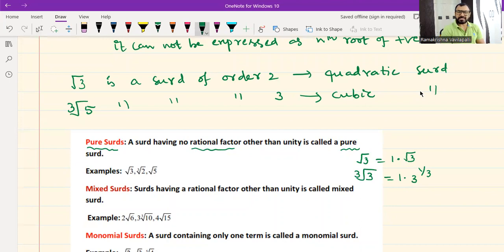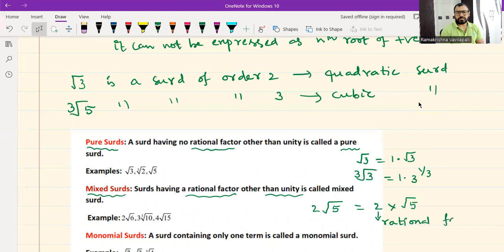Now, what are the mixed surds? Surds having a rational factor other than unity. Having no rational factor is a pure surd. Having a rational factor, for example, 2 into root 5. So this is 2 into root 5, and 2 is the rational factor. So it is a mixed surd.